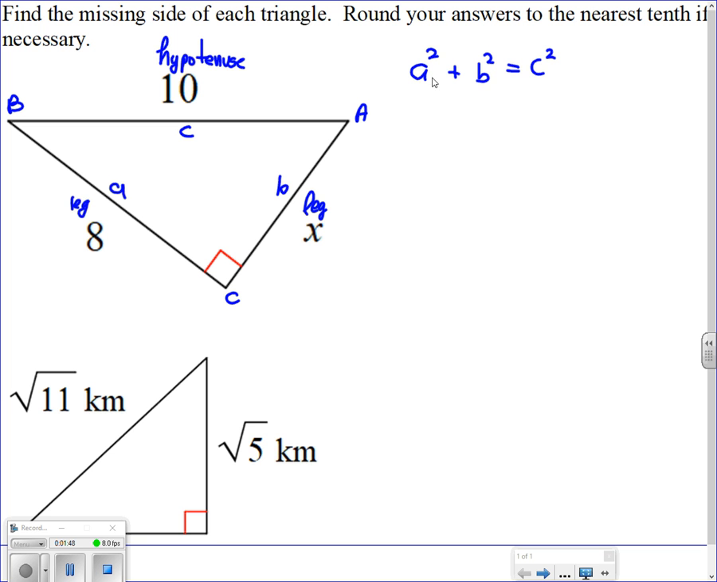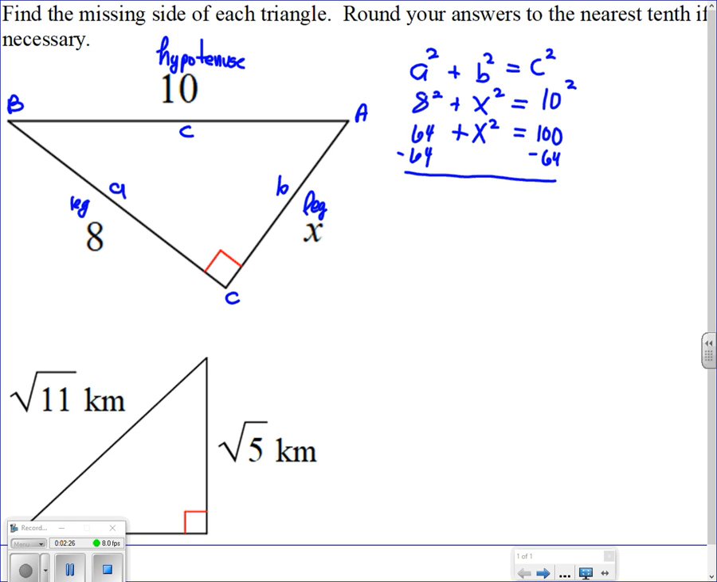So plugging in the values, the a value will be 8, so that'll be 8 squared. The b value will be x squared, and the c value will be 10 squared. 8 squared will be 64, plus x squared, and 10 squared will give you 100. Now get the x squared by itself: minus 64. What you do to one side, you must do to the other.